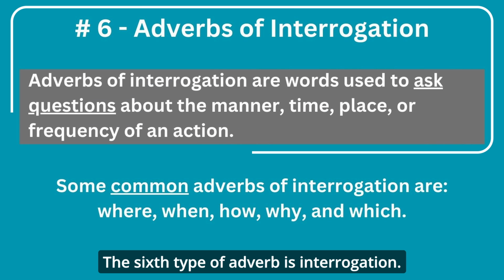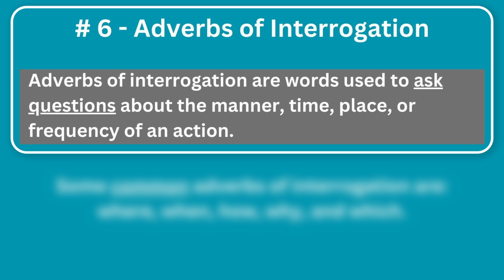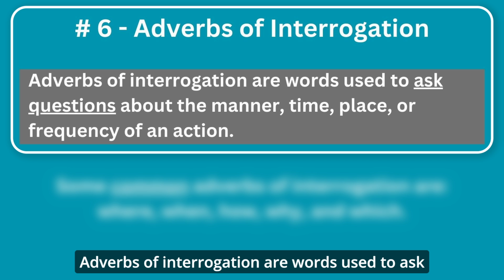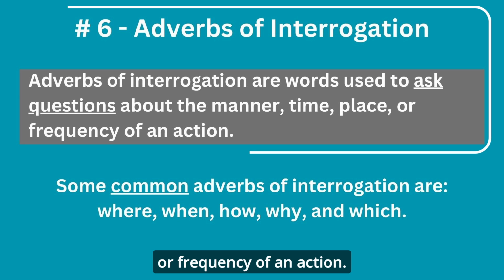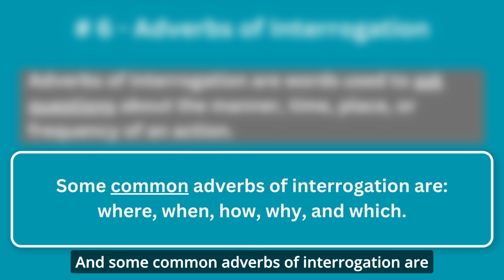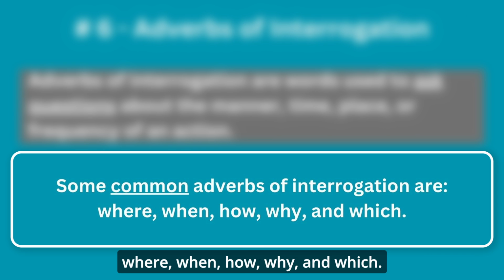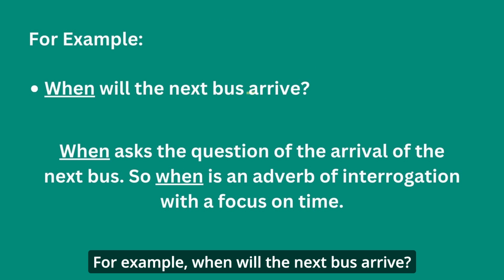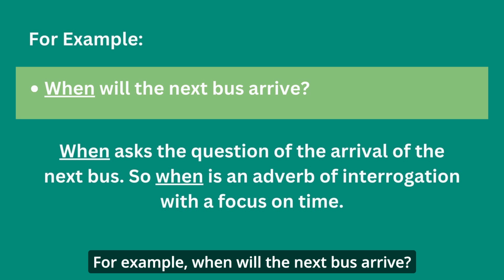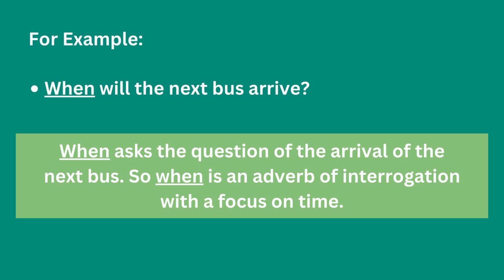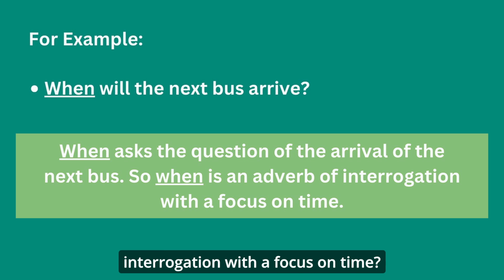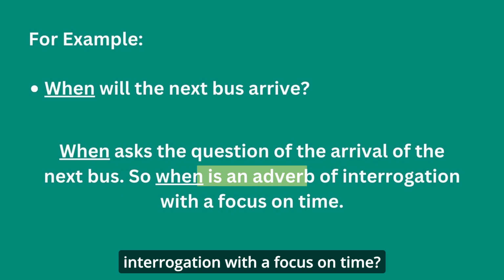The sixth type of adverb is interrogation. Adverbs of interrogation are words used to ask questions about the manner, time, place, or frequency of an action. And some common adverbs of interrogation are where, when, how, why, and which. For example, when will the next bus arrive? When asked the question of the arrival of the next bus. So when is an adverb of interrogation with a focus on time.